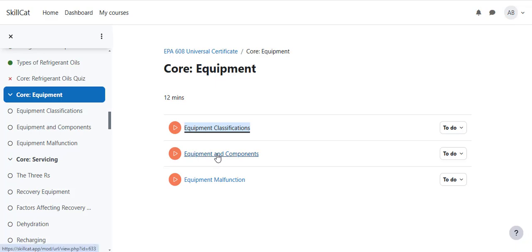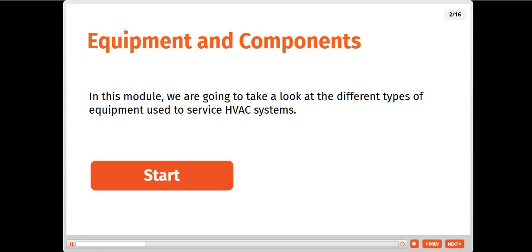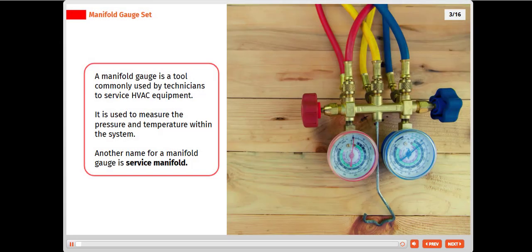Okay, equipment and components. In this module, we are going to take a look at the different types of equipment used to service HVAC systems. A manifold gauge is a tool commonly used by technicians to service HVAC equipment. It is used to measure the pressure and temperature within the system. Another name for a manifold gauge is service manifold.